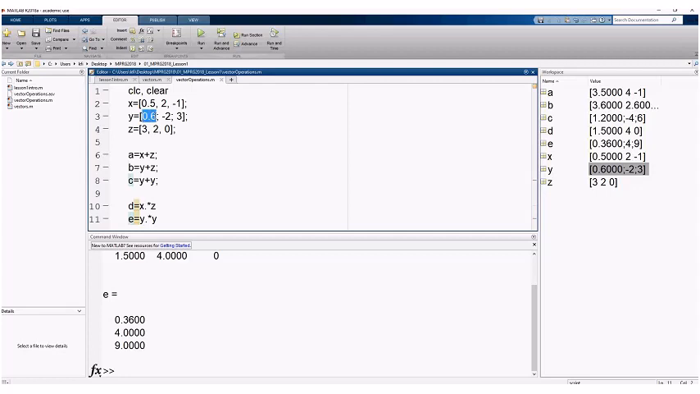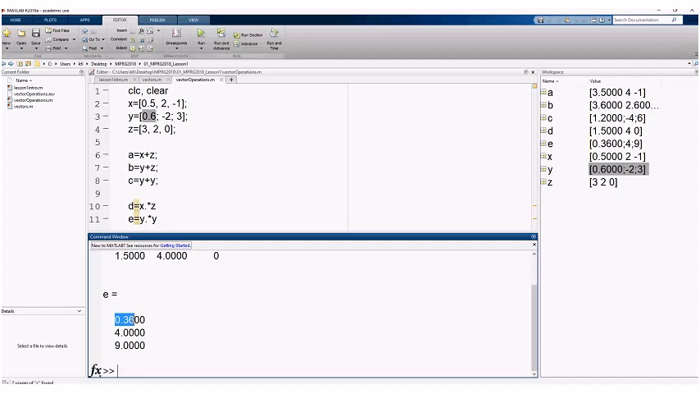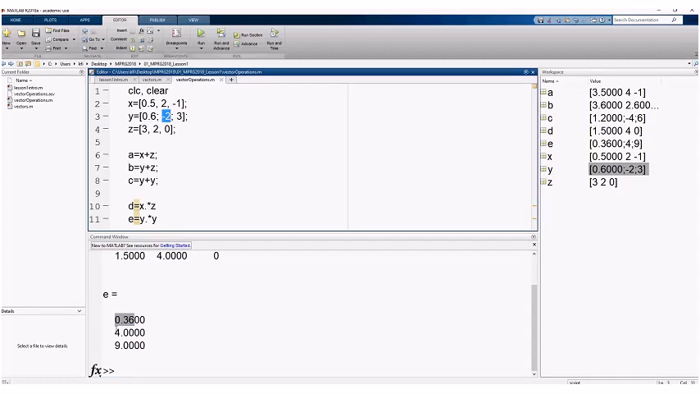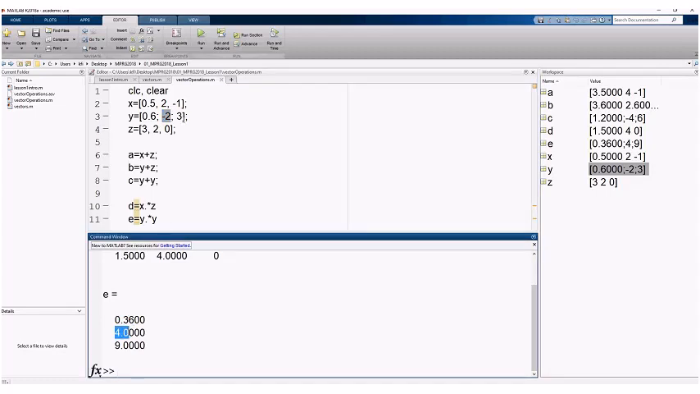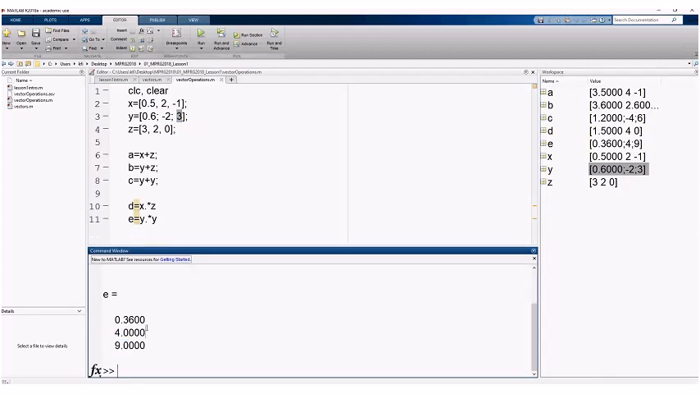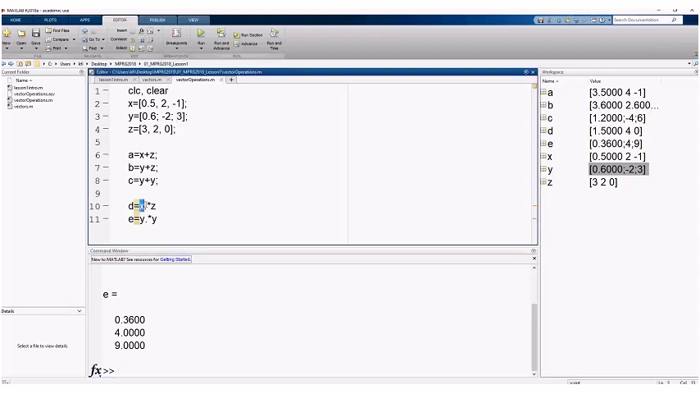0.6 times 0.6 is equal to 0.36. And then minus 2 times minus 2 gives us 4. And 3 times 3 gives us 9. And we got the column vector. So when we multiply row vectors, we get a row vector. When we multiply a column vector by column vector, we get a column vector.